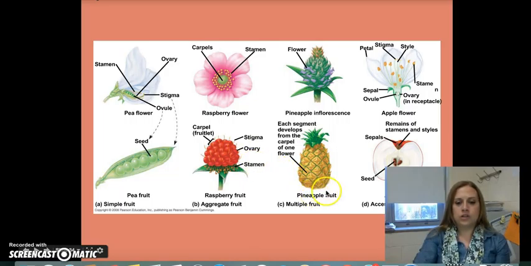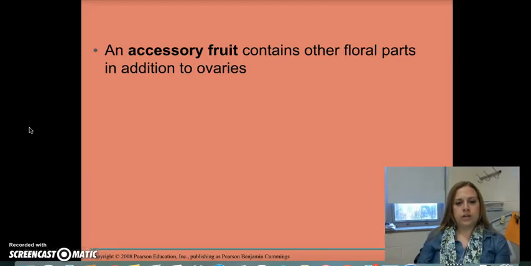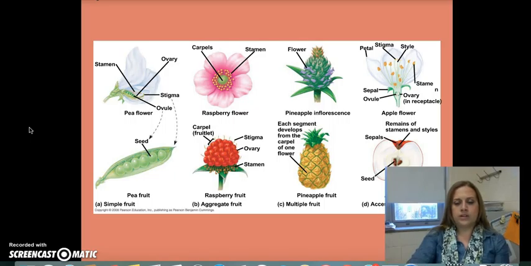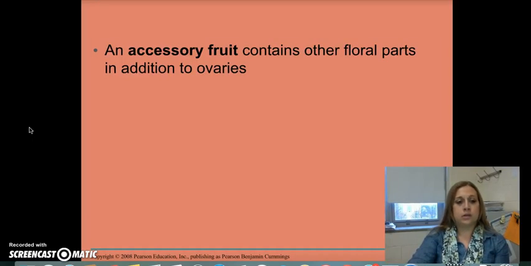A multiple fruit, here your example is a pineapple. Each segment is going to develop from the carpel of one flower. Then, I'm blocking it here, but we're looking at an apple. This is going to be an accessory fruit. The seeds are inside where you are used to seeing them, and the actual part that we eat, the apple part, is the receptacle. So it's an accessory fruit because you have an accessory structure contained there as well. An accessory fruit, again, contains other floral parts in addition to the ovaries. The example there was the apple, because the fleshy part that we eat is actually the receptacle.